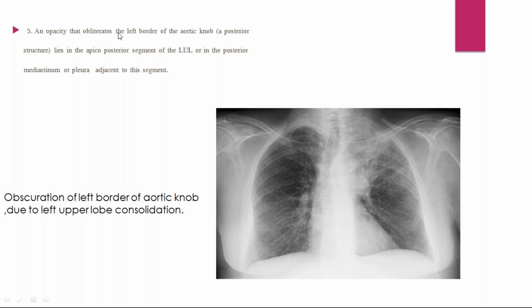A radio-opacity that obliterates the left border of the aortic knob, a posterior structure, lies in the apico-posterior segment of the left upper lobe, or in the posterior mediastinum or the posterior pleural cavity.